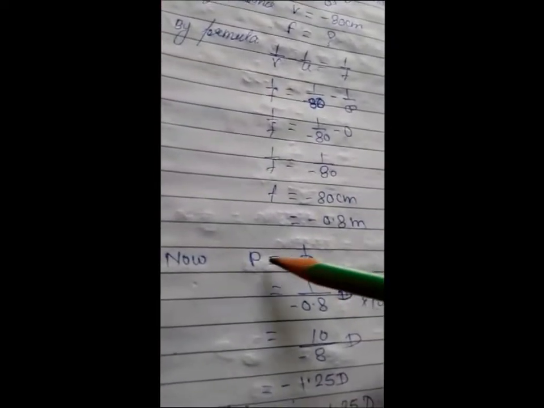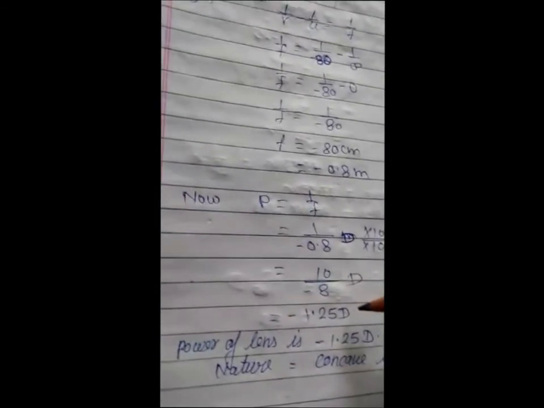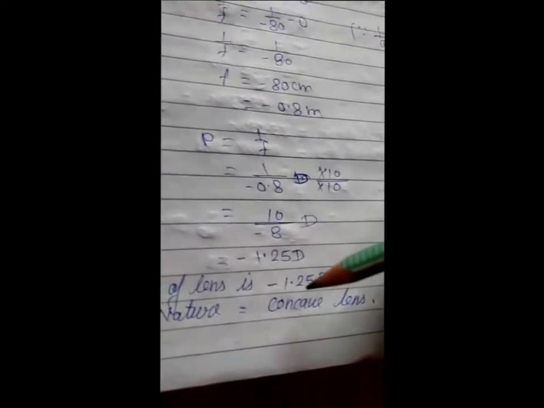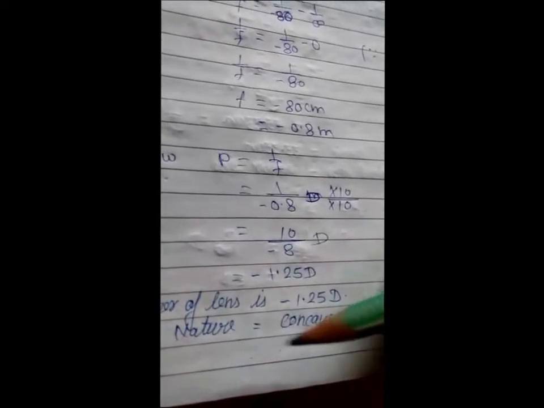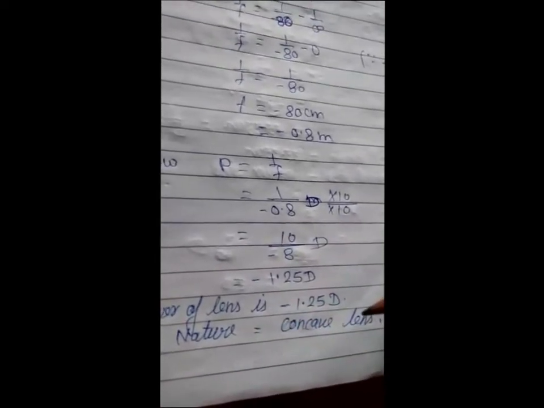So by the formula P is equal to 1 upon f, we get 1 upon minus 0.8. Multiply by 10 to transpose the decimal, we get 10 upon 8 diopter, that is the unit of power. Then we get minus 1.25 diopter, this is the power of lens. And negative sign, so the nature of the lens is concave lens.